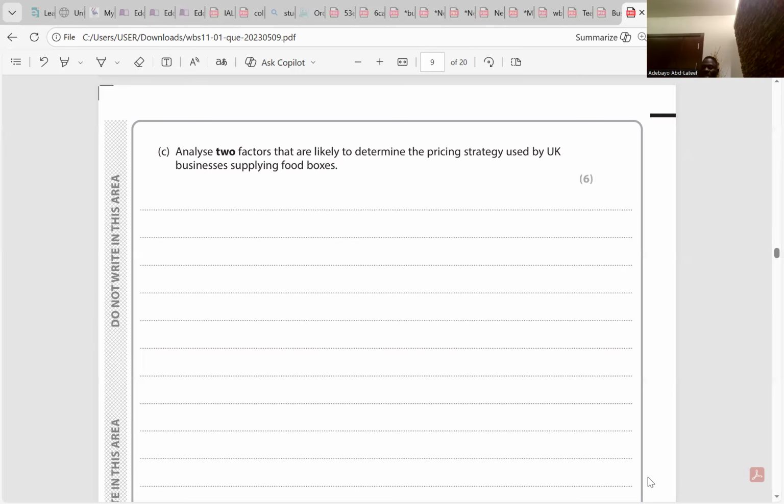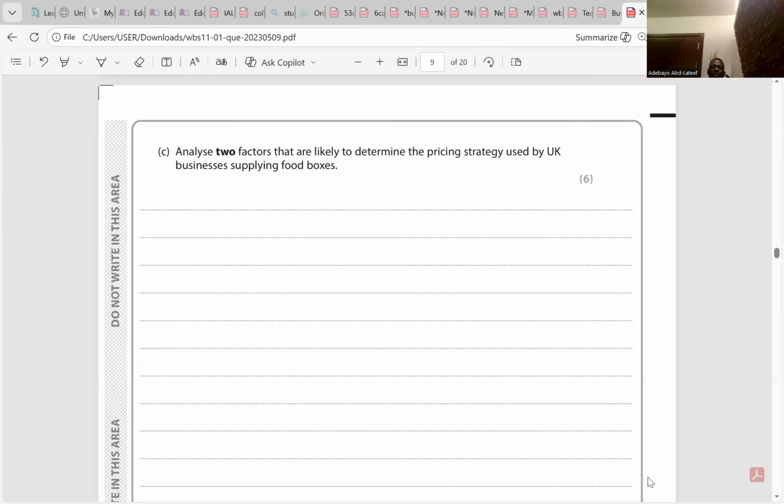Do you understand? So the level of competition might determine the kind of pricing strategy you use as a business. So here I wrote, the extent of competition may decide the kind of pricing strategy used. In this case, Mindful Chef has competitors, which simply means it may use competitive pricing.